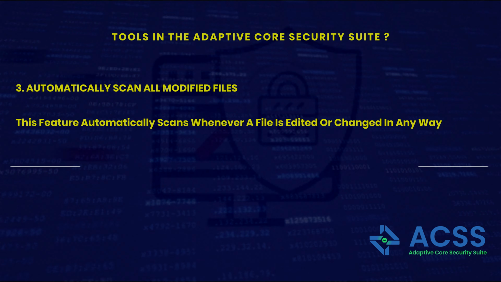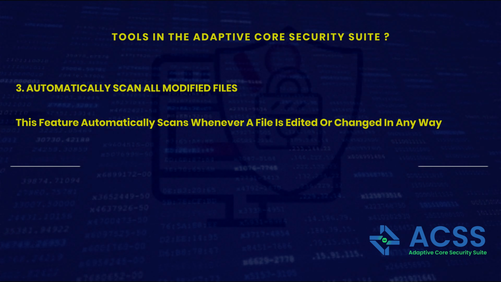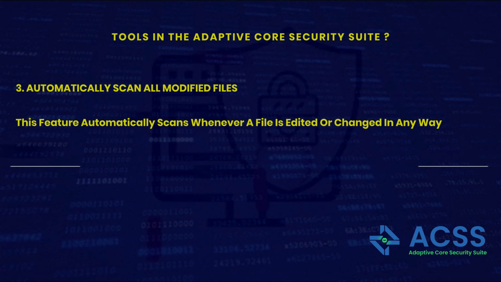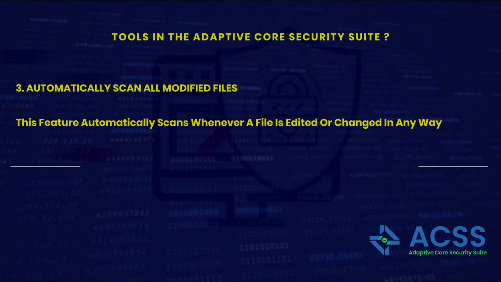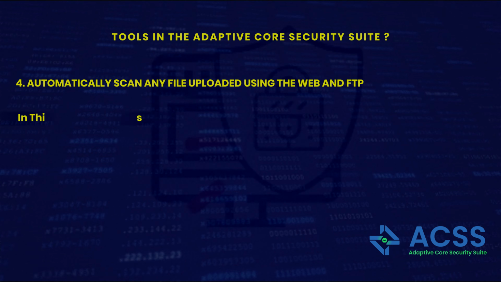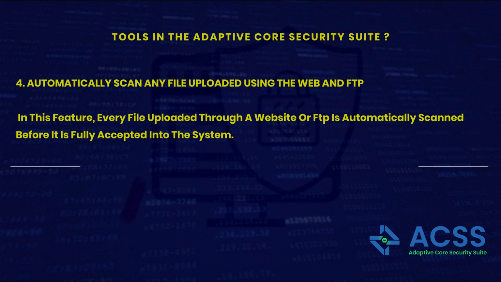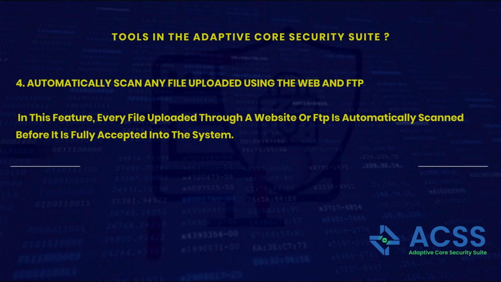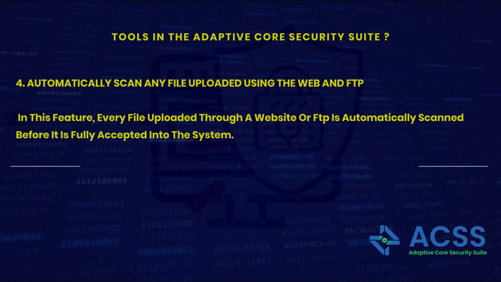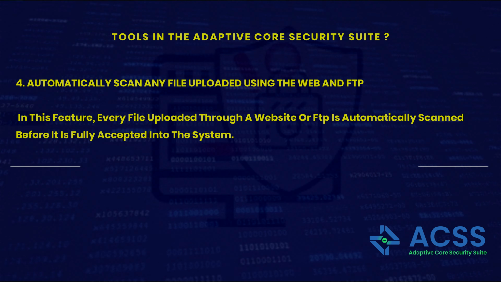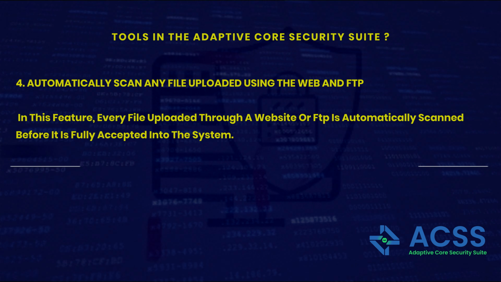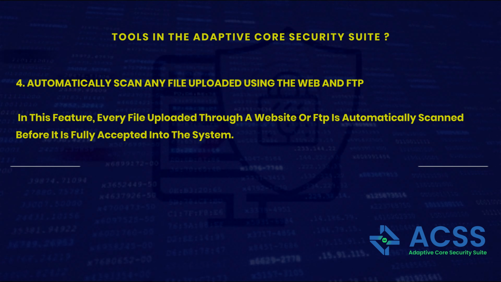This feature automatically scans whenever a file is edited or changed in any way. This helps detect malware that may be injected into existing files after an update or an unauthorized access to your website. Fourth tool, Automatically Scan Any File Uploaded Using the Web and FTP. File uploads are one of the most common ways malware can enter the system. With this feature, every file uploaded through a website or FTP is automatically scanned before it is fully accepted into the system. This blocks suspicious files before they can be used on your website.